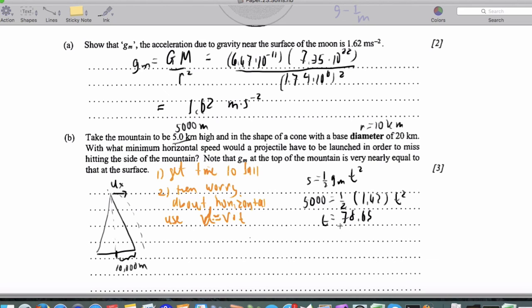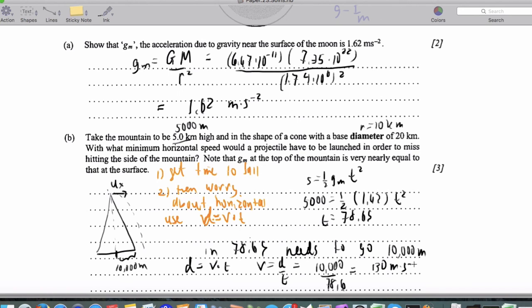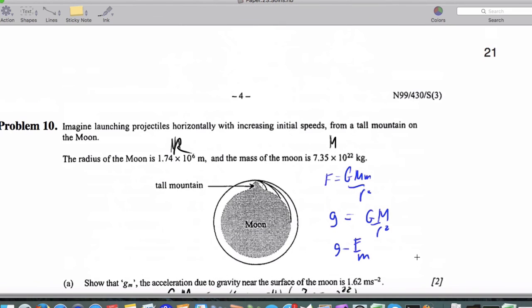Next, we can finally worry about this horizontal distance. So here's what we're saying. In 78.6 seconds, it needs to go 10,000 meters. So d is v times t, or v is d over t, which is going to be 10,000 divided by 78.6, and that's going to end up giving me about 130 meters per second. So that's question number 10, and we will continue with question number 11 in the next set of videos.